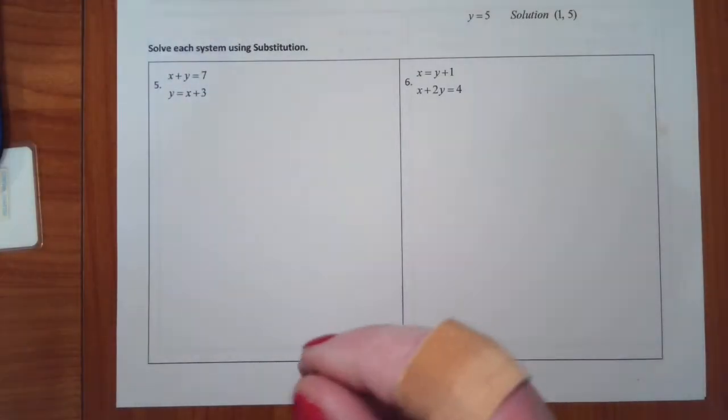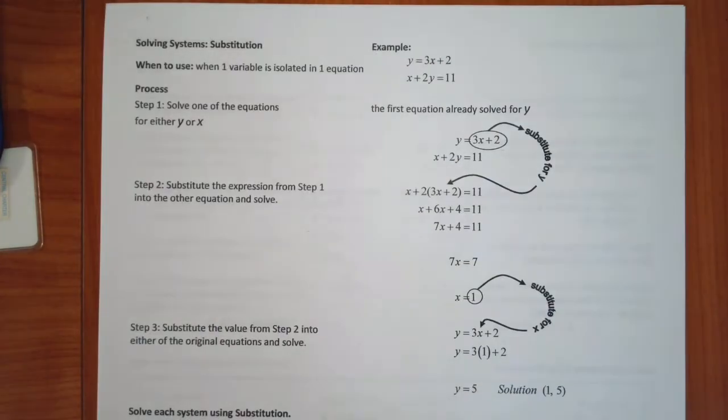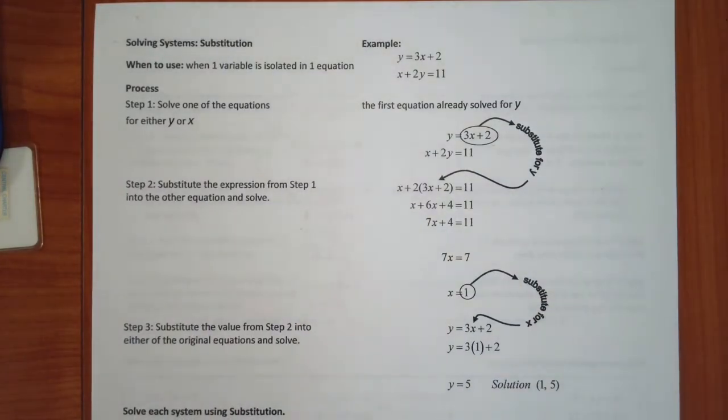Okay, let's look now at two different algebraic ways of doing this. The first one is substitution. The name tells it all. We're going to take something that is equivalent, like if I have $1 or I have 10 dimes. They are equivalent, they just look different, but they represent the same thing. And substitute one into the other.